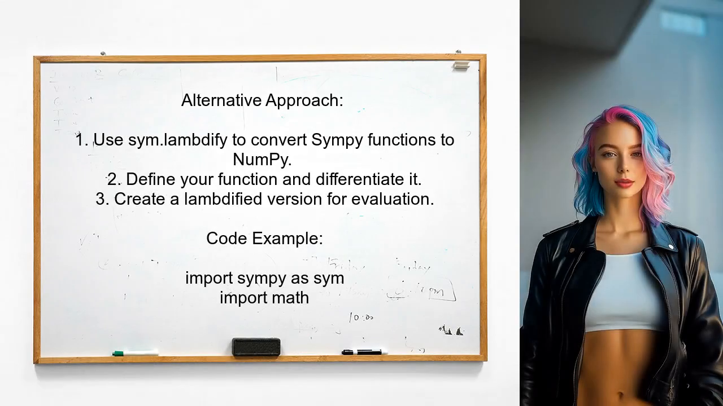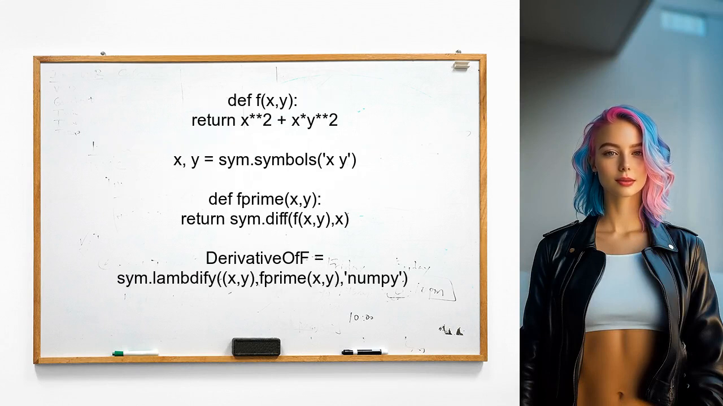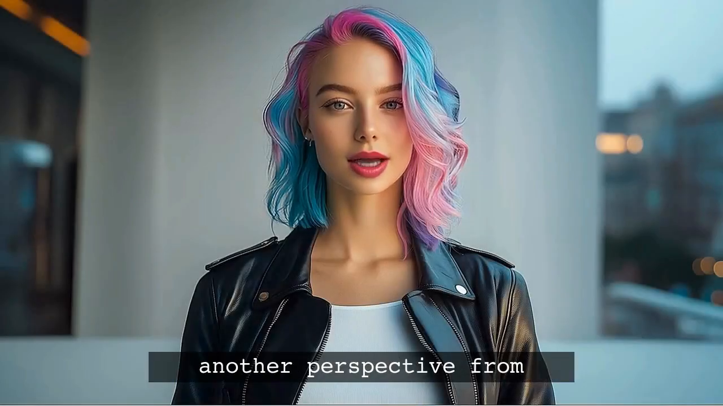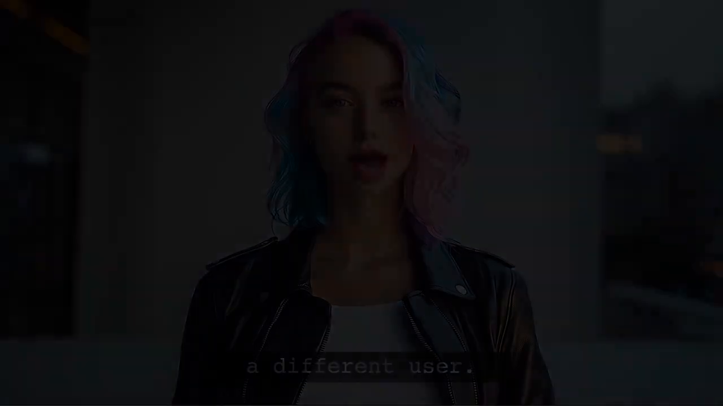An alternative approach to evaluating a derivative in Python is to use the NumPy function from SciPy. This allows you to convert SciPy functions into NumPy functions, which can be evaluated and plotted. First, define your function and differentiate it as usual. Then, use NumPy to create a new function that can be evaluated at specific values. Let's check out another perspective from a different user.